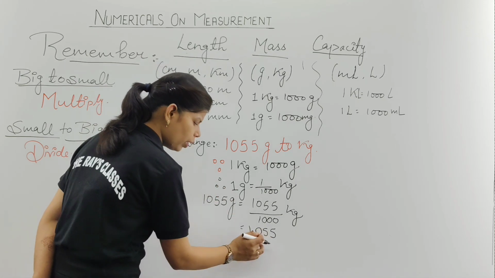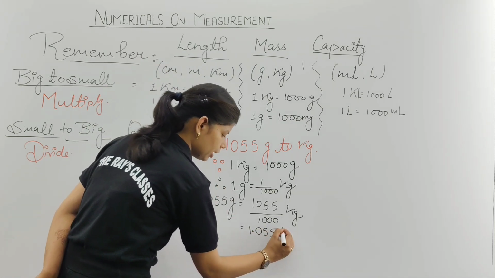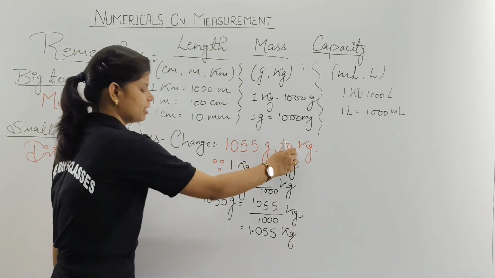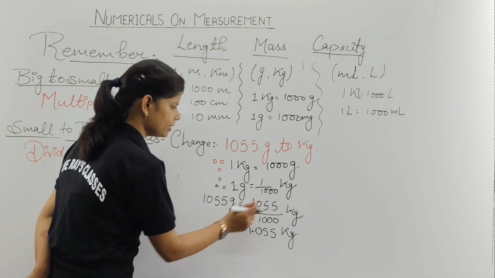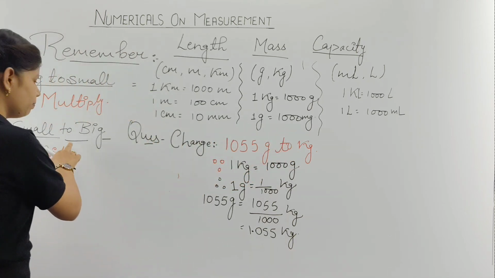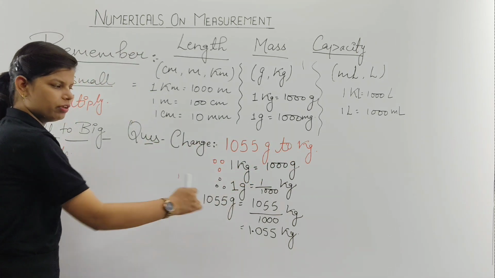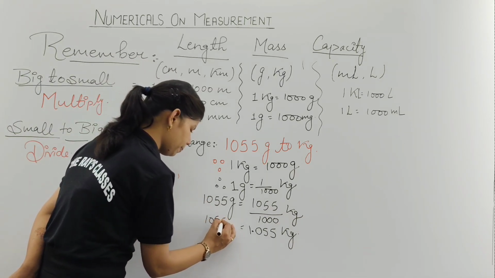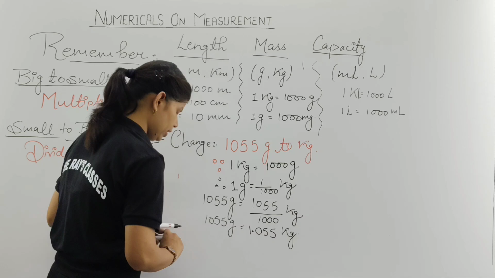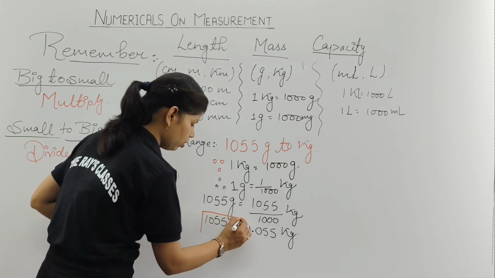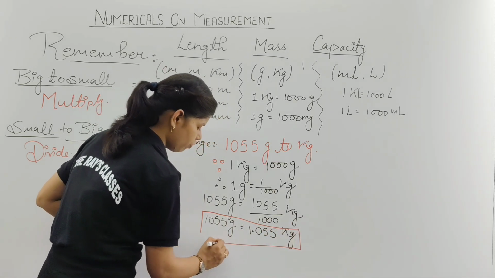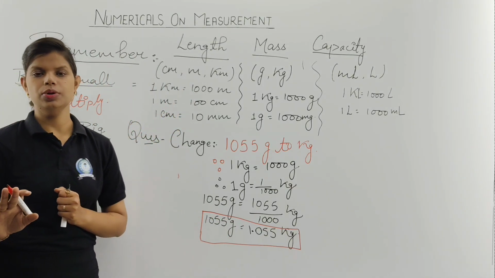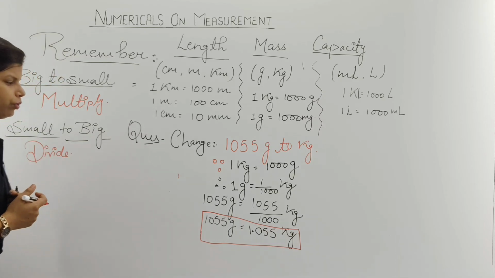Clear? Now 1.055, what? Kg or gram? Kg. Because your question itself is asking in which form? Kg or gram? It is asking in kg. When you have to convert a small unit to the big unit, we have used the operation of division over there, or we can do it directly as well. So 1055 gram will be equal to how many kg? It will be equal to 1.055 kg. Clear? Understood? So please make a note of this one.